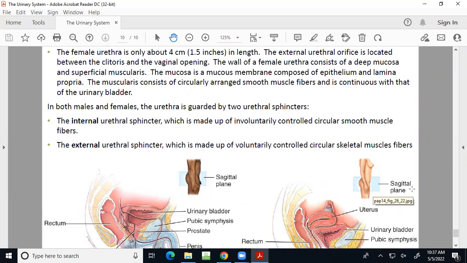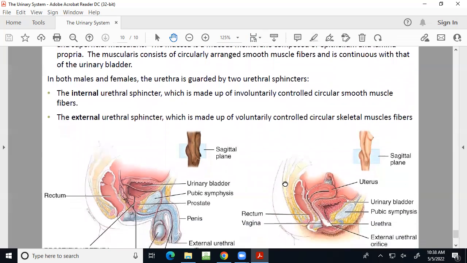The wall of a female urethra consists of a deep mucosa and a superficial muscularis. Mucosa is a mucous membrane composed of epithelium and lamina propria. Muscularis is made up of circularly arranged smooth muscle fibers and is continuous with the urinary bladder.